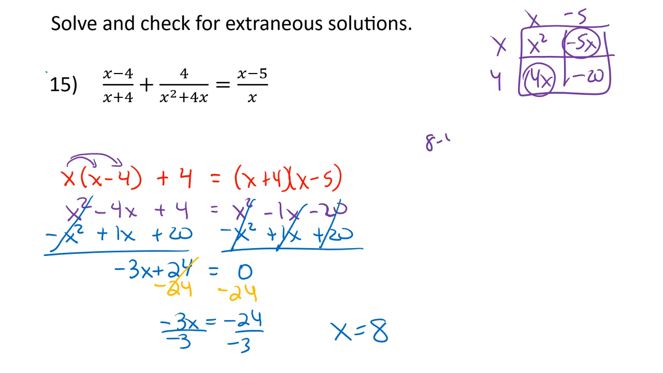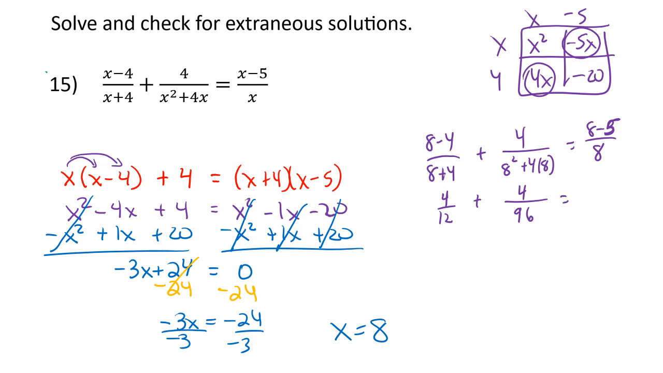So 8 minus 8 over 8 plus 4, 4 over 8 squared, 4 times that, 8 minus that, oops. Okay, so we would get 4 over 12, 4 over, let's use the calculator, 8 squared plus 4 times 8, 96, equals 3 over 8.